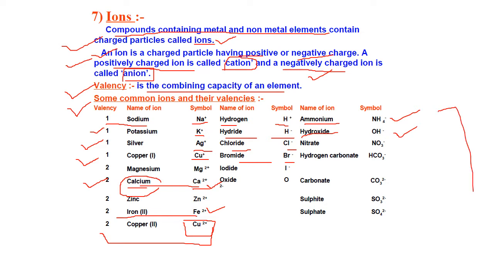All these things you need to remember, the valency as well as the symbol. Carbonate is CO3 2-, sulfite is SO3 2-, sulfate is SO4 2-. So these are the valencies present in an element or a compound.